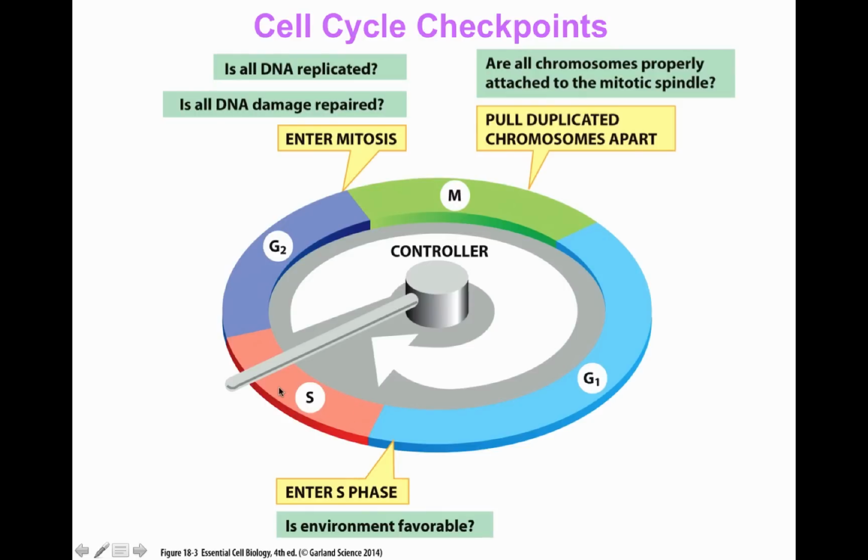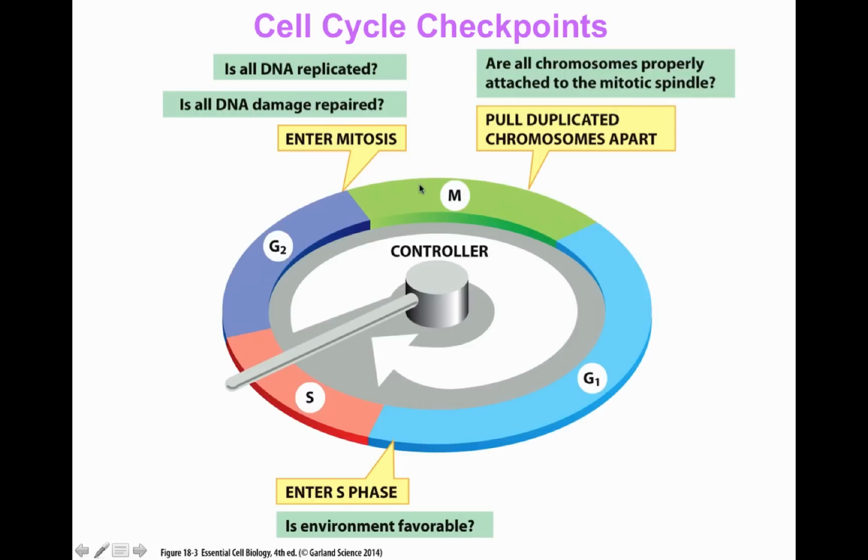As DNA replication continues, and now the cell has finished DNA replication and begins to divide the organelles, the cell is going to ask, was all the DNA replicated? Was there any damage? And if there was, was that damage repaired? And if those questions are answered yes, the cell will then enter the M phase and enter mitosis.